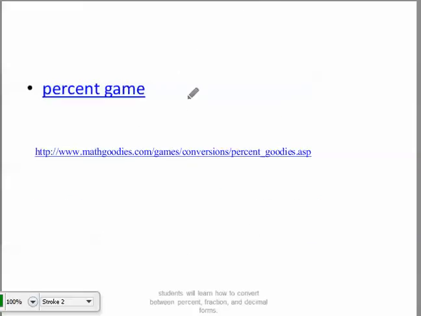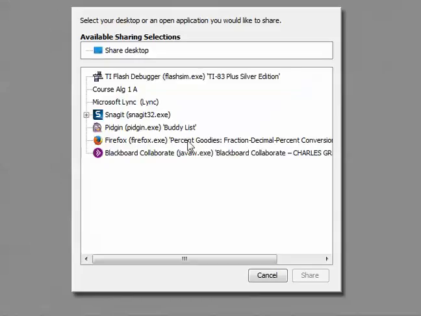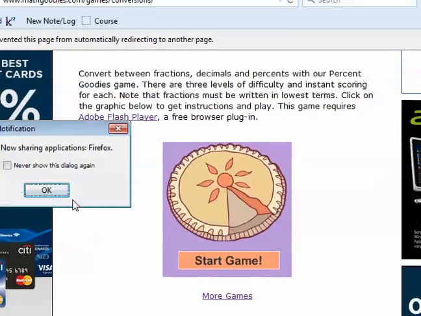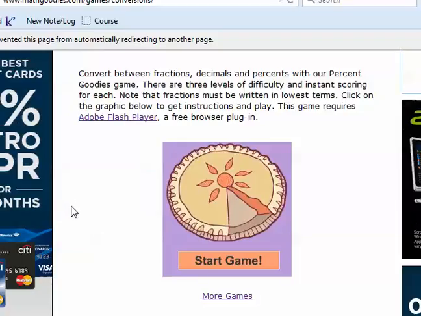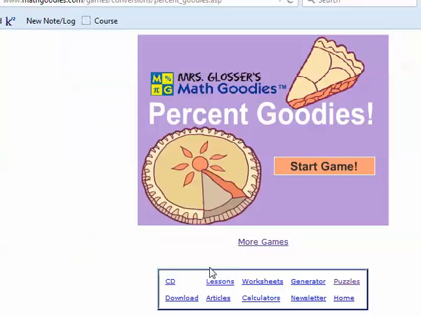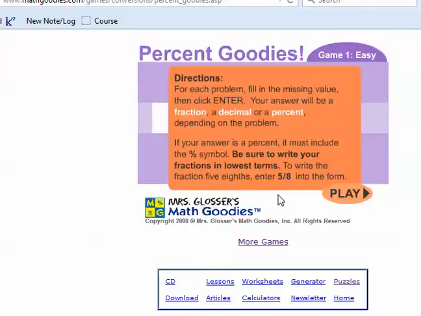You know what? There are some games that you can play out there. This website right here, I'd show you how to click on that, but it just doesn't work for me when I'm doing it this way. So I'm just going to go to it here. And you can go look for the games on that website, and there's a percent game out there. There are more games. You can play different ones. But you can start this percent game and see how it's done.